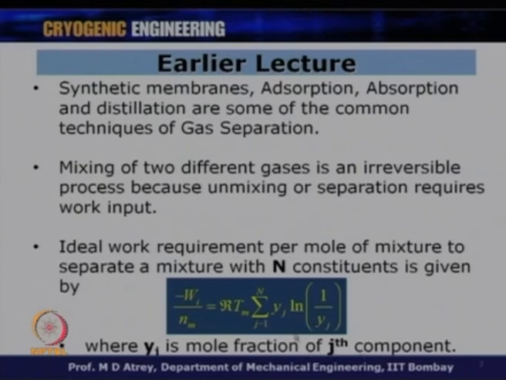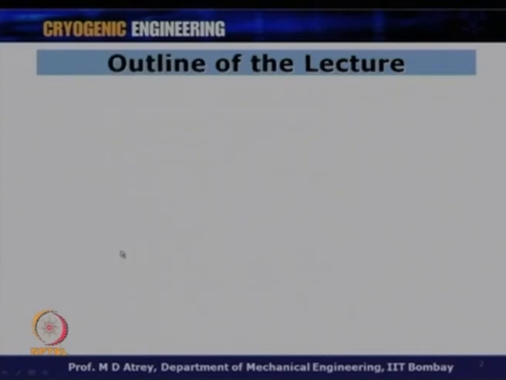So, one can have 2 components, 3 components, 4 components, and accordingly the sigma terms will be Y1 log 1 upon Y1 plus Y2 log 1 upon Y2 plus Y3 log 1 upon Y3 etc. And the summation of that will give this sigma term. And this is the work of separation of these n constituents, maybe 2 or 3 or 4, per mole of mixture. With this background, let us find out what we are going to study in this lecture.